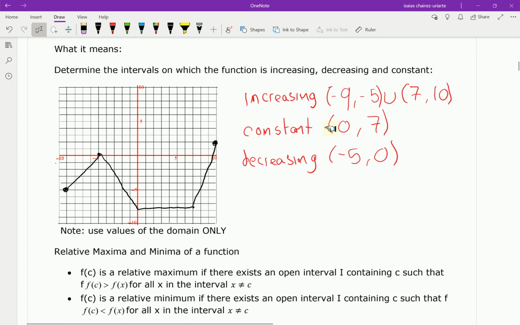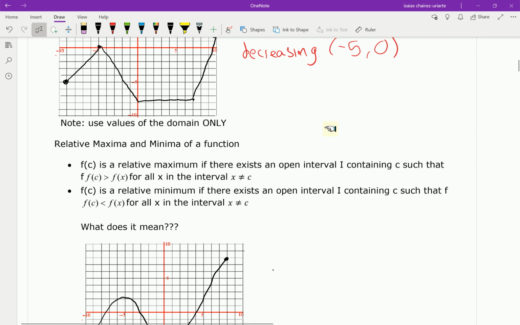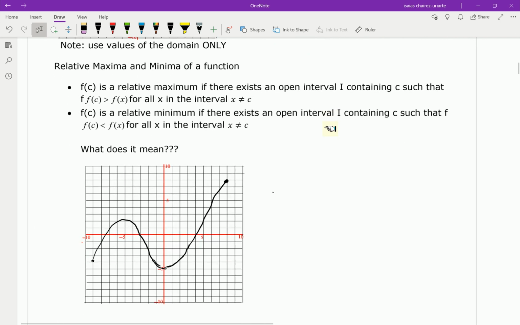All right, next thing, let's talk about relative maxima and relative minima of a function.